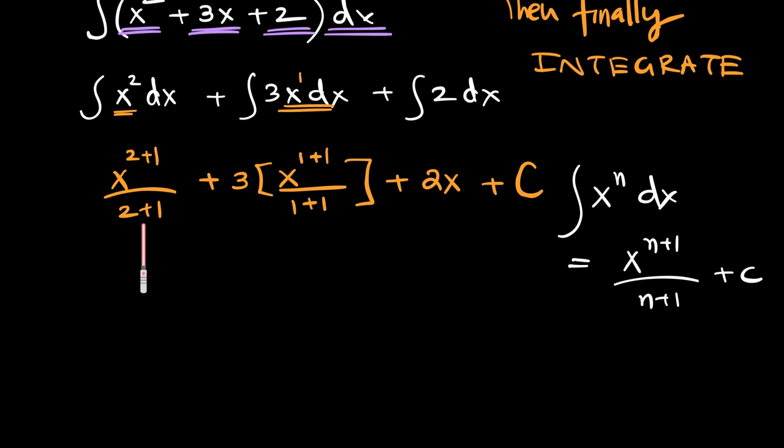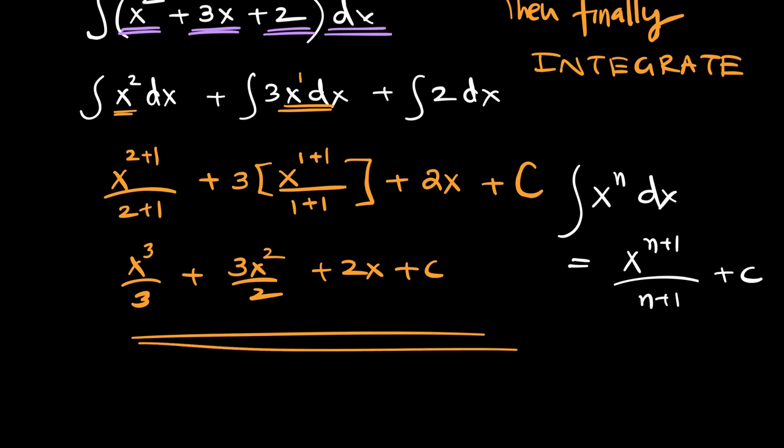So basically there was a constant of integration from here, from here, from here, and then we are adding it all up and writing it as a c. So therefore, what do we have now? We have x cubed over 3, and this is 3x squared over 2 plus 2x plus c. That is the expression that we obtain.